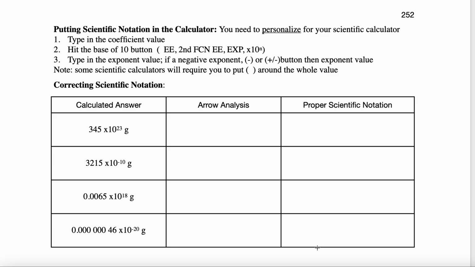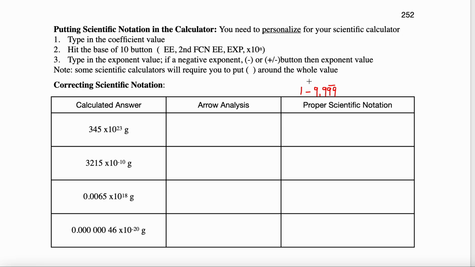At notebook page 252, the top half, we're going to practice writing our calculated answers supplied to us to get them into proper scientific notation. The first thing I want to point out is that in each of our calculated answers, our coefficients do not follow the proper scientific range. The coefficient, when we write it, needs to be a value of at least 1, and it has to be less than 10.